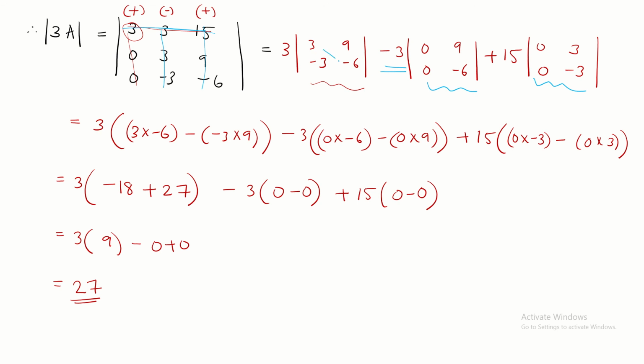2 by 2 matrix. And I solve it as 3 into minus 6 minus 3 into 9, minus 3 into 0 into minus 6 minus 0 into 9 here, plus 15 into 0 into minus 3 minus 0 into 3. Then the normal multiplication, addition, subtraction, you know it. So the last value, you'll get it as 27.